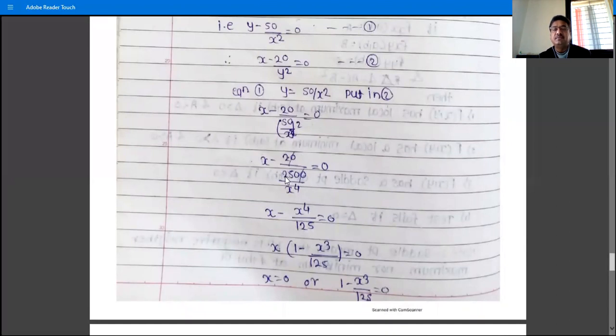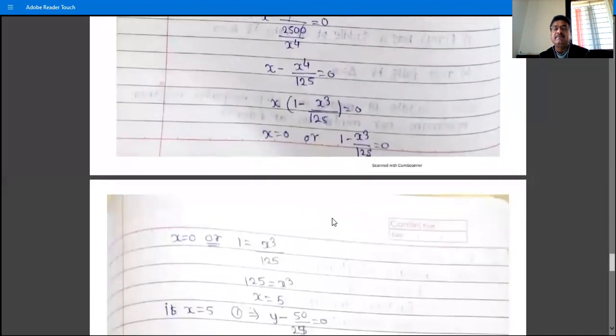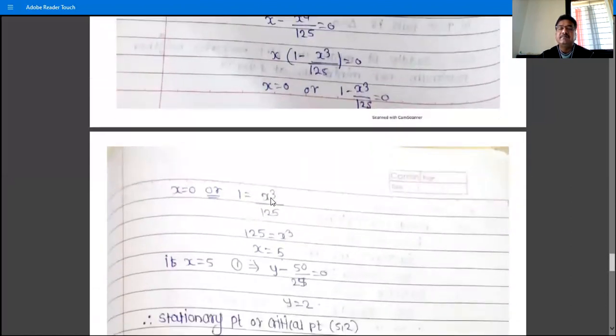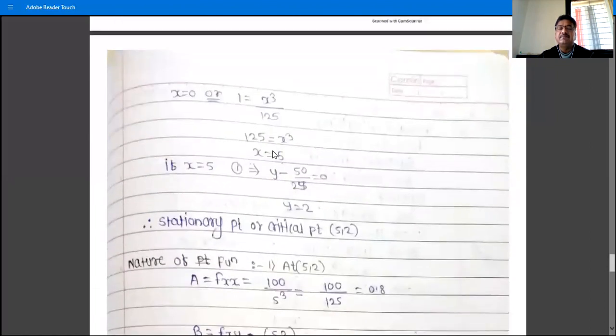Two by 250, 0 gets cancelled, 2 by 250 means 1 by 125. Okay, so take x as common. So x times (1 minus x cube by 125) is 0, that is x is 0 or this bracket is 0. So x is 0 or 1 is equal to x cube by 125, that is 125 is equal to x cube, means x is 5. Okay, because 5 cube is 125.